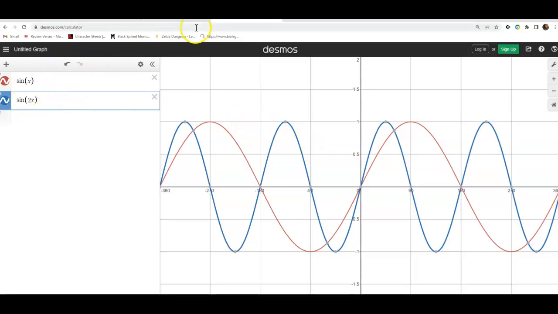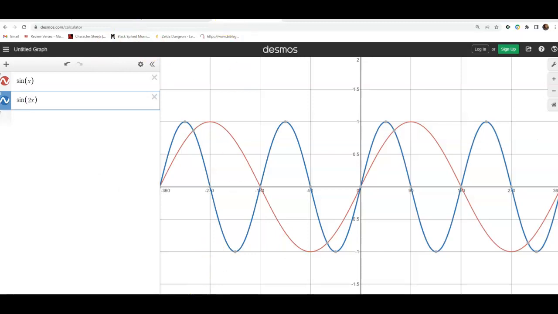Remember how I mentioned earlier that if your b value is greater than 1, it's going to compress your graph. My red line here is what it used to look like, but the graph got squished horizontally, and so now it's shorter. It's going up and down at a faster rate. Now another thing I want to point out to you is this.